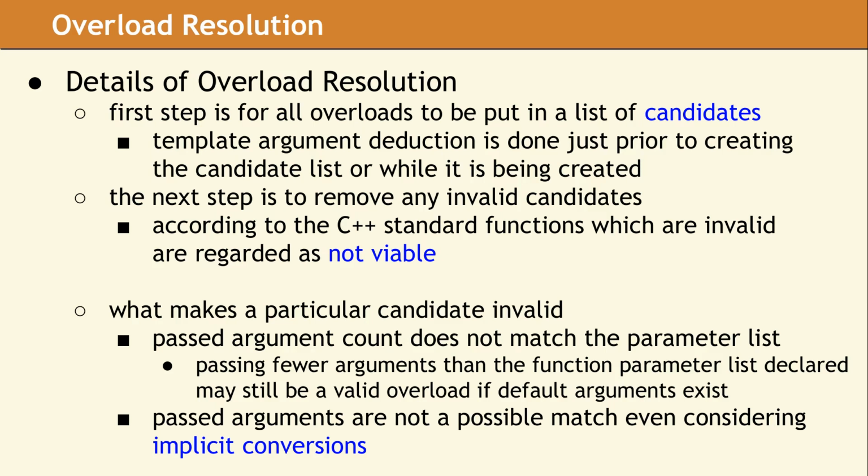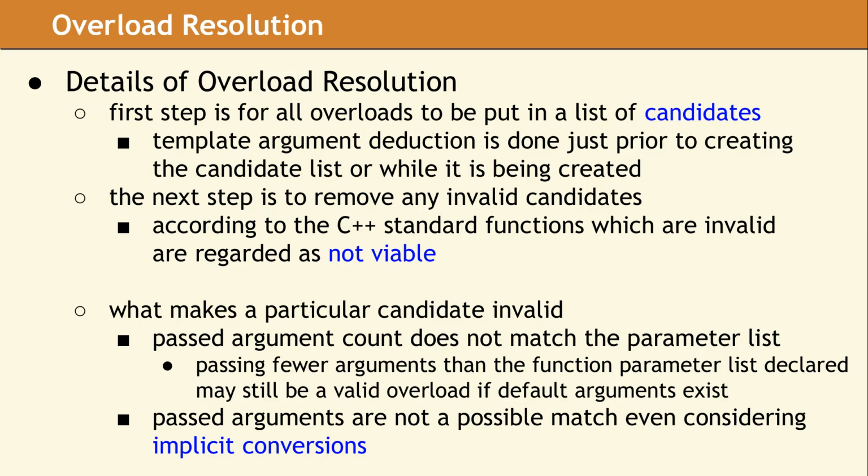In the first step of overload resolution, the compiler generates a list of all possible candidates. This list initially includes every function which is potentially callable. If a template function has the correct name, its arguments will be deduced using the normal template argument deduction rules, and the resulting template instantiation will become another candidate in the candidate list.